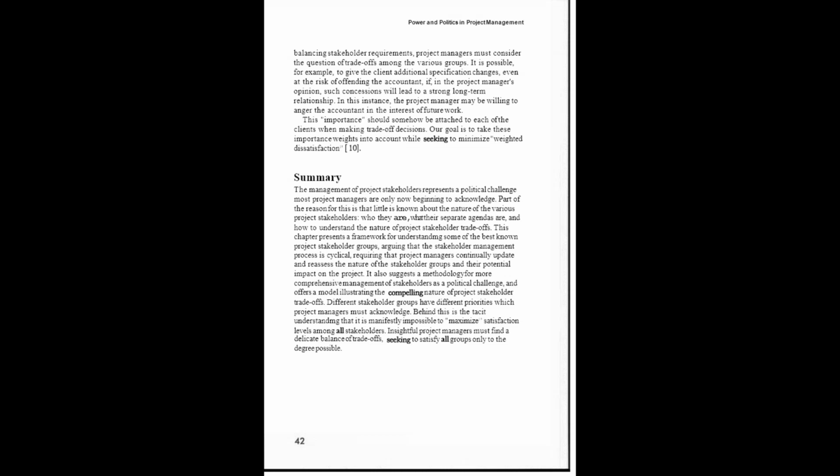Different stakeholder groups have different priorities which project managers must acknowledge. Behind this is the tacit understanding that it is manifestly impossible to maximize satisfaction levels amongst all stakeholders. An insightful project manager must find a delicate balance of trade-offs, seeking to satisfy all groups only to the degree possible. This ends chapter number 2.